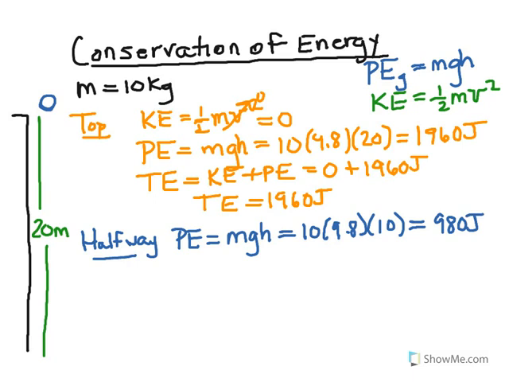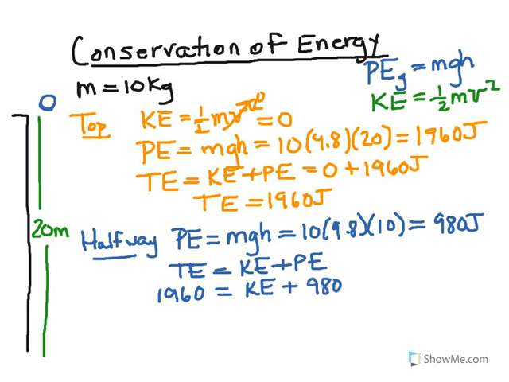All right, so I've got my potential energy. I know the total energy. And so now, using the relationship that the total energy is going to equal the potential energy plus the kinetic energy, hopefully you see we can put this puzzle together. This 1,960 joules is never going to change. I can solve for kinetic energy, and my potential energy is 980 joules. To solve for kinetic energy, I'm going to subtract 980 from both sides, and when I do, I'm going to get kinetic energy equals 980 joules.